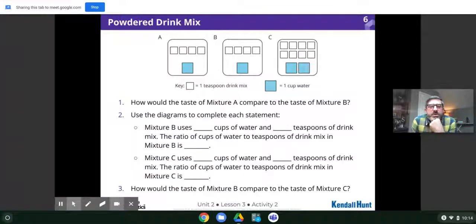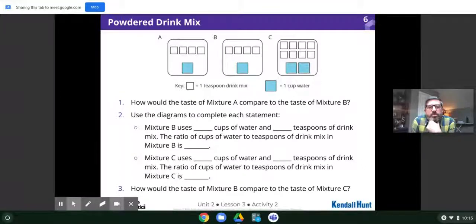Okay? So let's complete these sentences here in number 2. We've already talked about number 1. How would the taste of A compare to the taste of B? We said those will taste exactly the same. So in number 2, under the first statement, mixture B uses blank cups of water and blank teaspoons of drink mix. How many cups of water does mixture B use?